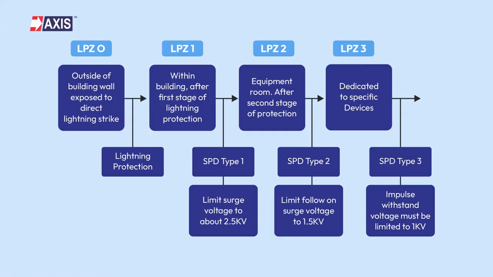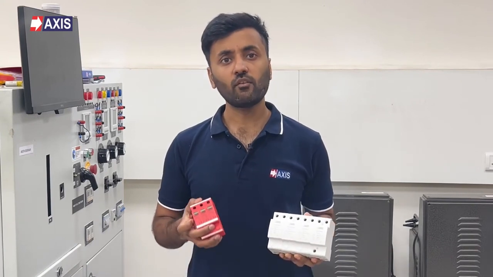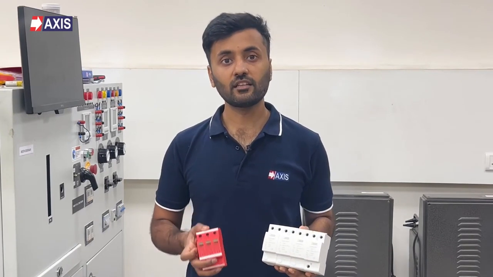Surge protection devices are used in areas where a transition takes place between two different lightning protection zones as shown in this flowchart. For example, a type 1 or a type 2 SPD would be used at the main power distribution switchboard where the electrical system enters the structure. For more information on lightning protection zones, please read our blog on the topic. The link is in the description.